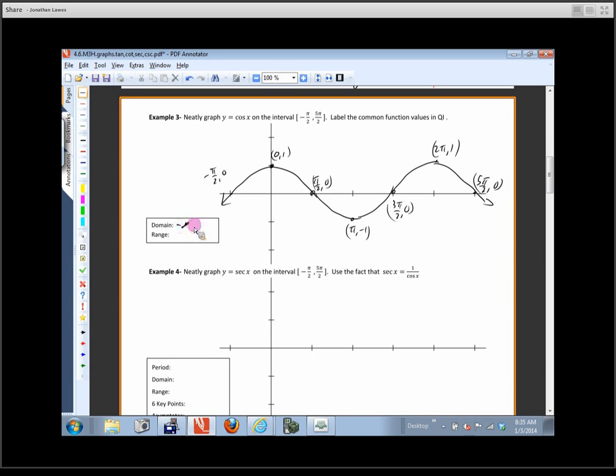Okay, domain is all real numbers, so from negative infinity to infinity. And the range is from -1 to 1, including those endpoints, so we'll use square brackets.